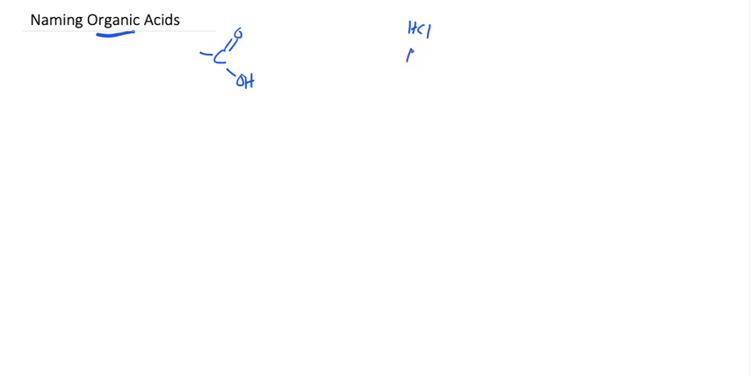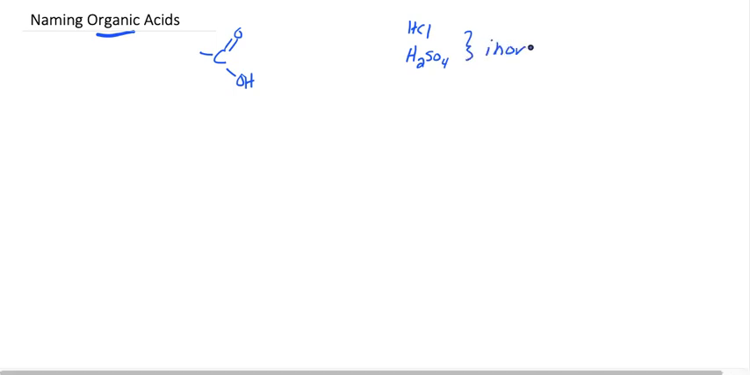or sulfuric acid, things like this are called inorganic acids. The reason they are inorganic is because these things do not contain this organic functional group. Organic because it has carbon in it. So again, these are not organic, they're inorganic.